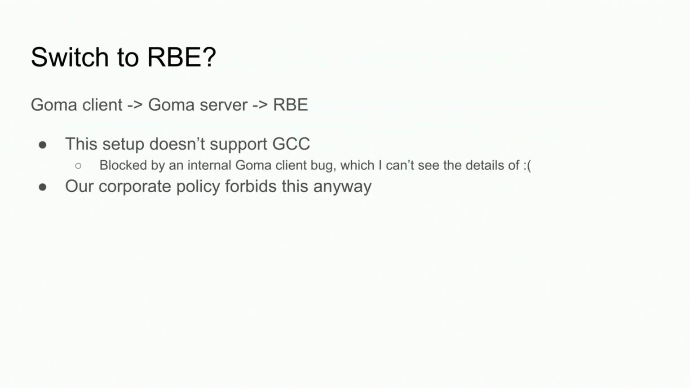Could we switch to RBE? We're unable to because we need to work with GCC and this is not supported by the Goma client. The Goma client has a new feature to upload the toolchain as if it was an input to a compile job. And this only works for Clang at the moment. And to make it worse, it's blocked on an internal Google bug that I can't see the details of. So we're kind of stuck there. But also, my boss wouldn't let me do this anyway. We need to build everything on our own hardware.